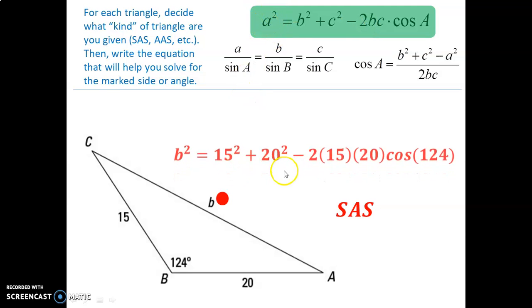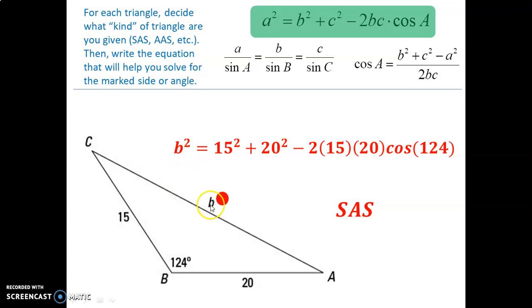Now, when you set it up, if you're looking for B here, then the cosine at the end is going to be of the angle across from it, so cosine of 124. And then you fill in all the other sides here. So the one we're looking for, here's the two sides we know, here's the two sides we know, cosine of that angle.